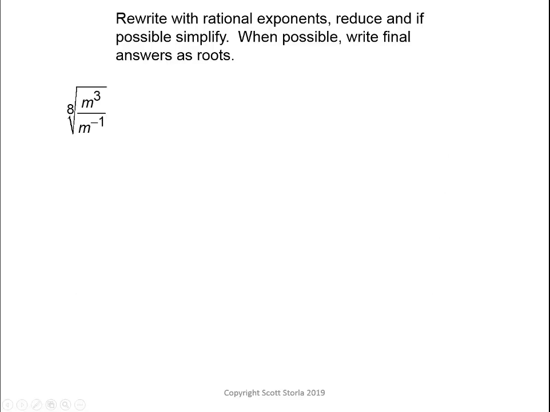Next, let's do the same ideas, but this time with quotients. For example, here I have the 8th root of a quotient. And starting in the radicand, I can use the exponent rules to rewrite this as m, because I have a common base of m. So I can rewrite this with the common base m, and then subtract the exponents. In this case, I would have 3, and I would be subtracting a -1. Subtracting a -1 would be like adding a +1. So this would have an exponent of 4, that is the 4th power of m.